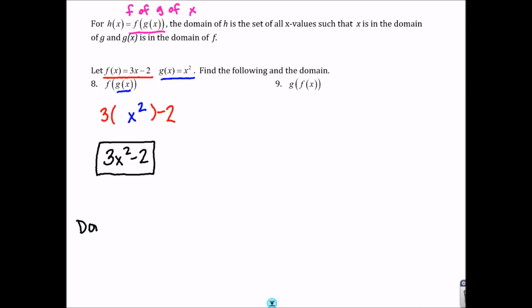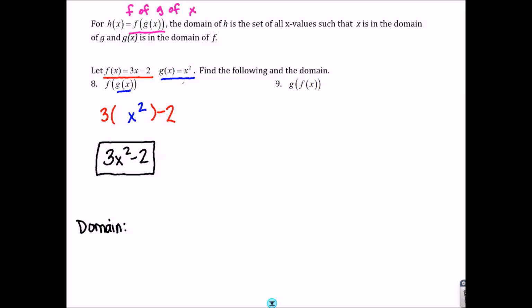When we look at the domain, this definition says we have to look and see what x values are in the domain of g. So if we look at g of x, this is x squared. This is a polynomial. Hopefully you remember from our polynomials unit that the domain of every polynomial is all real numbers. So there are no domain restrictions.